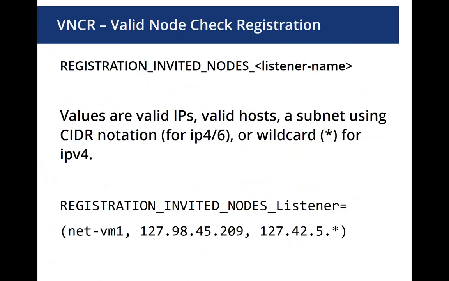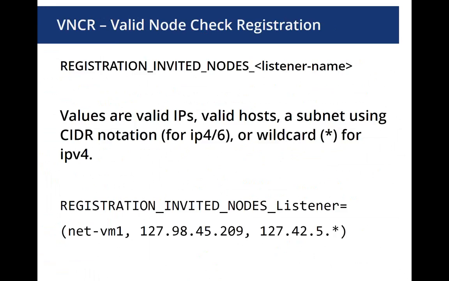So if you do have a RAC environment and you do need to have registrations from different nodes, you do then have another option called registration invited nodes. Again, this is listener name. So if you set this up as just registration invited nodes or registration invited nodes underscore listener and your listener name is something else, it won't work. So again, now you're adding in a list of IP addresses.